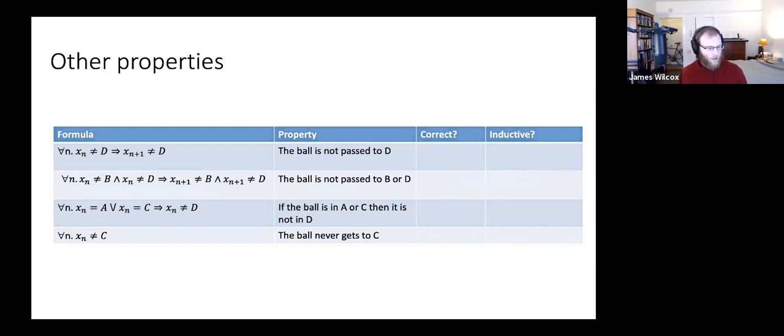All right. Any questions about these properties?